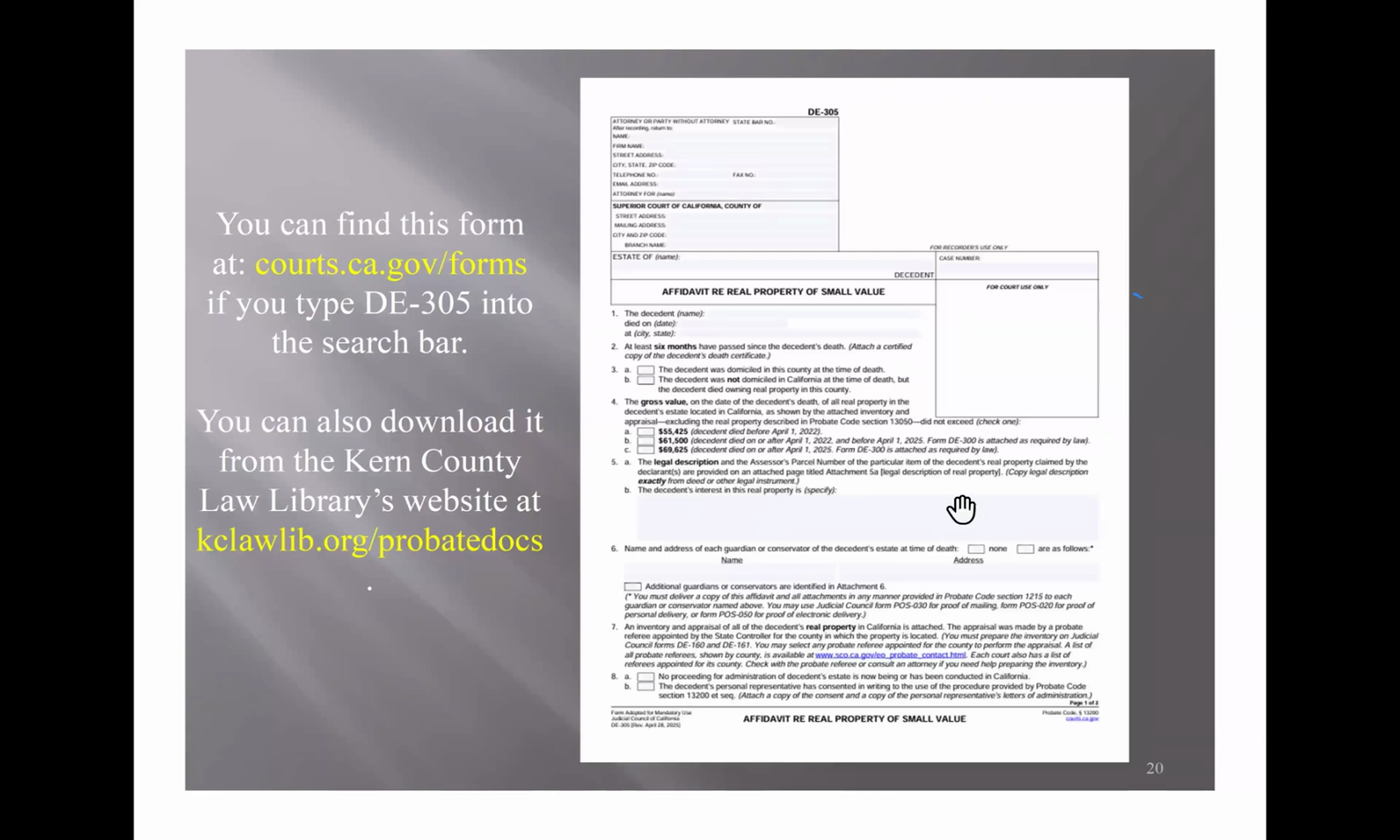And you also are going to have to attach this form DE 300. It's just an informational form. You don't write anything on it, but you do need to attach it. And you can get it in the same place you get the other Judicial Council forms. All right, then you get to the legal description and the APN.